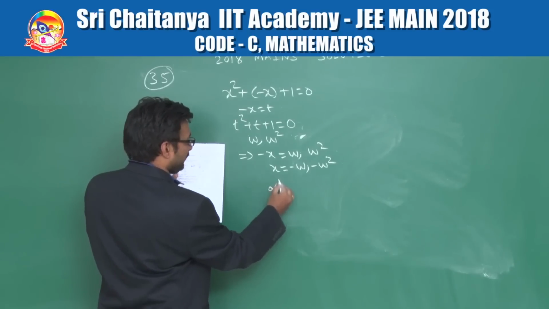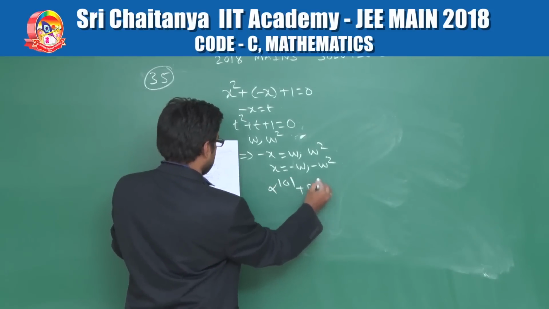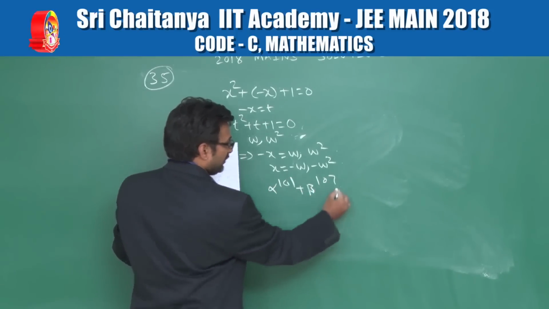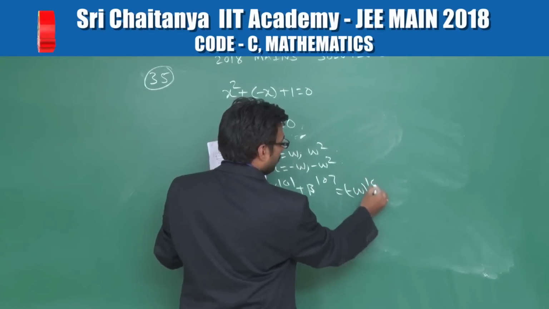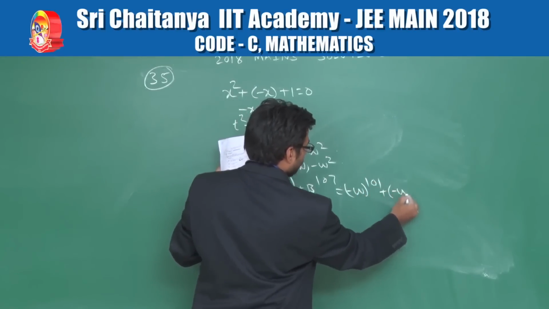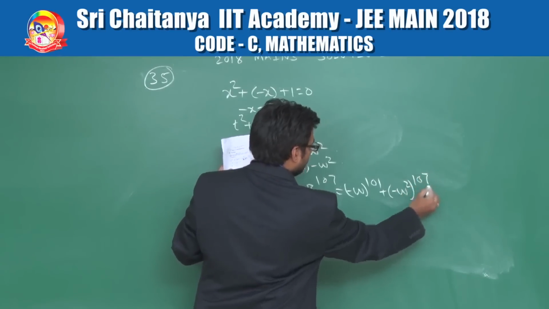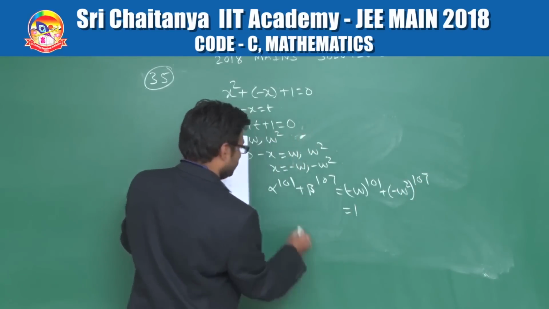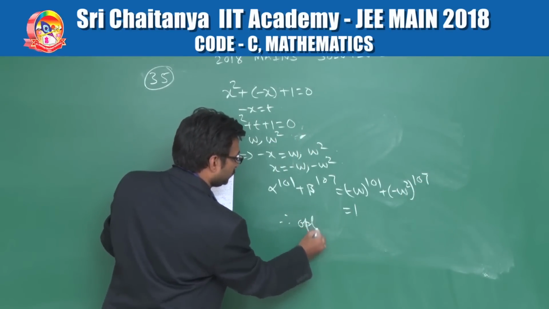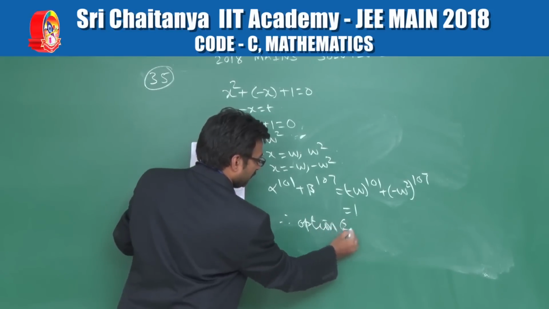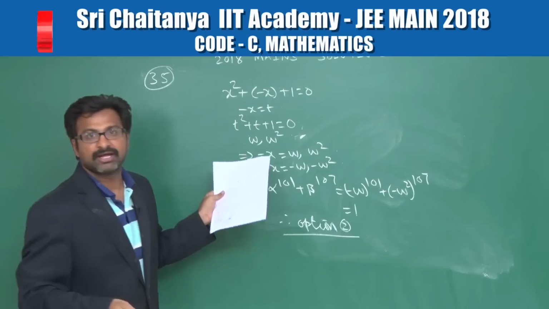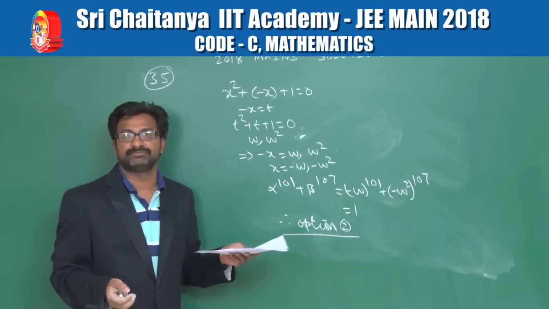Therefore, alpha power 101 plus beta power 107 is equal to minus omega whole power 101 plus minus omega square whole power 107, that is nothing but 1. Therefore, option 2 is the correct answer for this question.